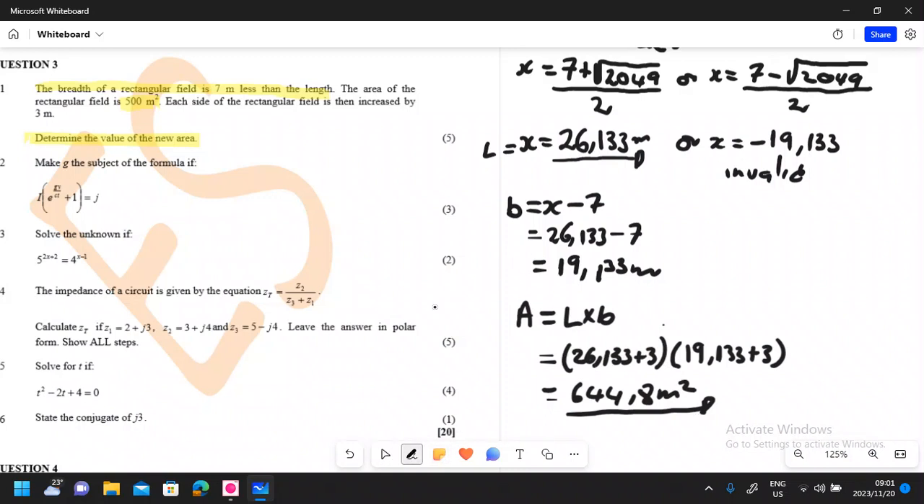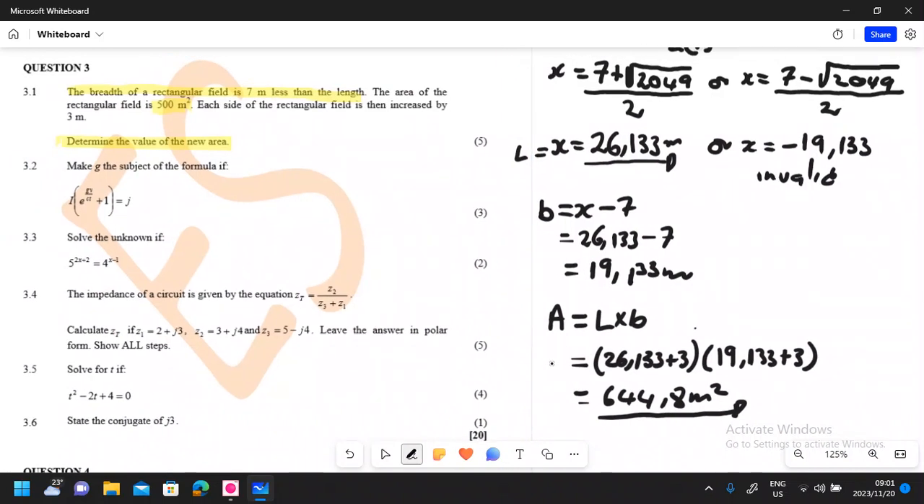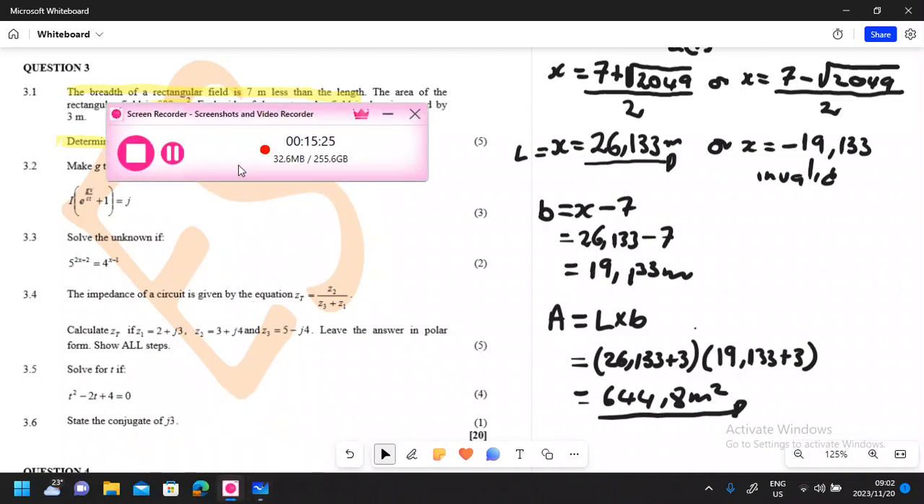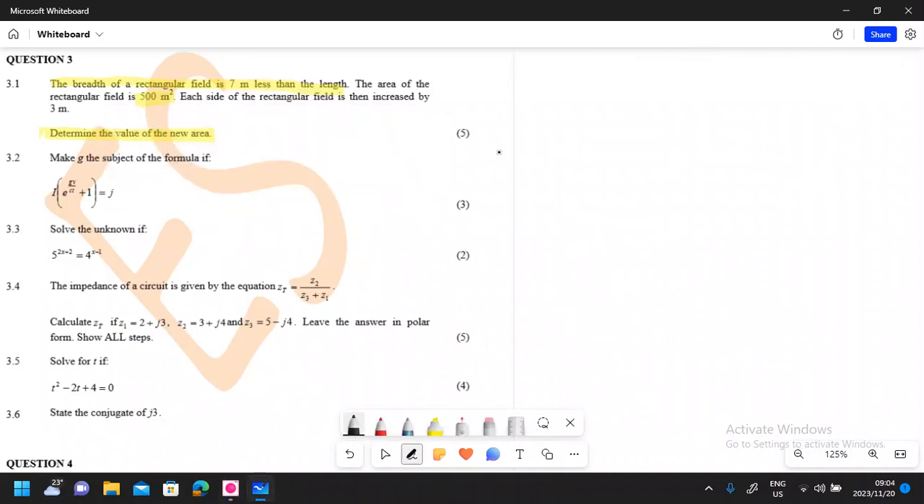Guys, this was question 3.1. So we're gonna be doing question 3.2 after we return from here. Okay guys, so right now we're gonna be doing question 3.2. Let me just erase the highlighter here. So 3.2, let me highlight it for you guys. We'll be doing this question here.